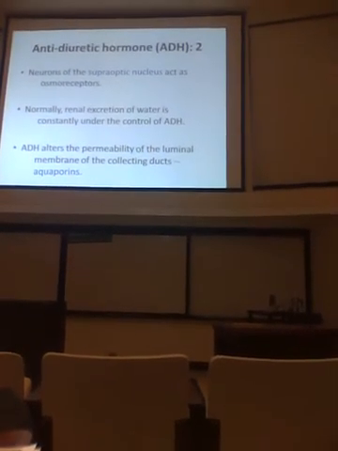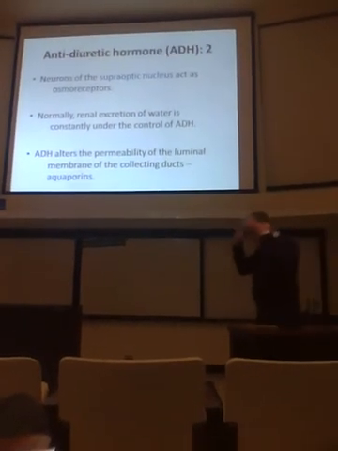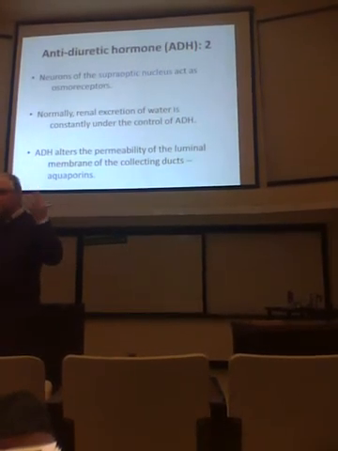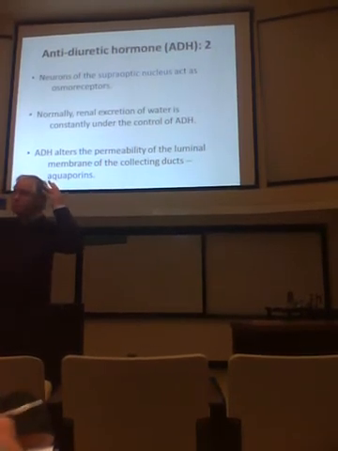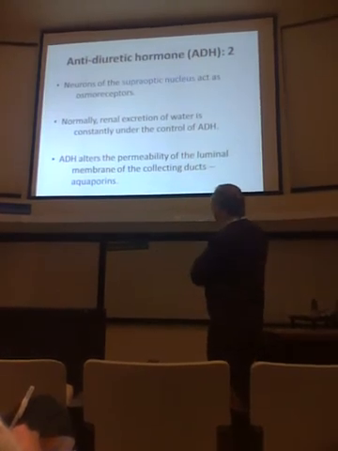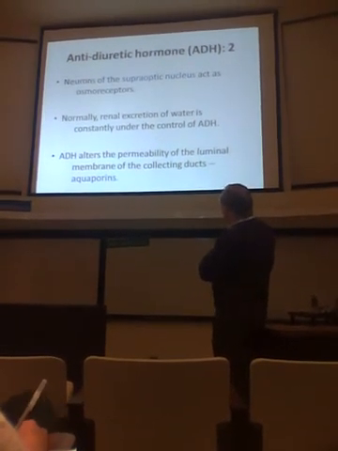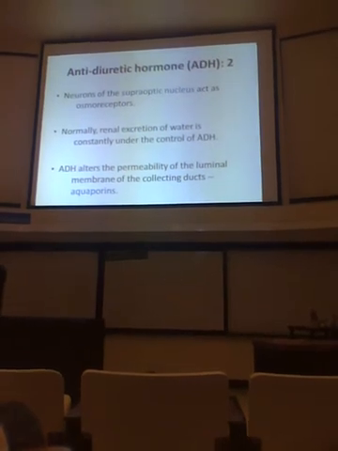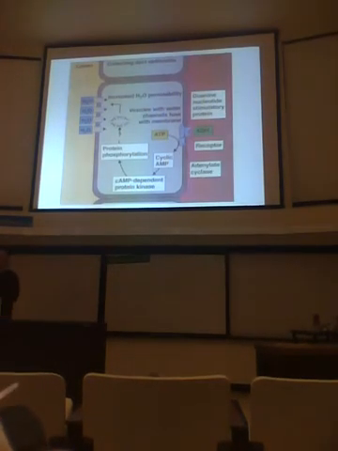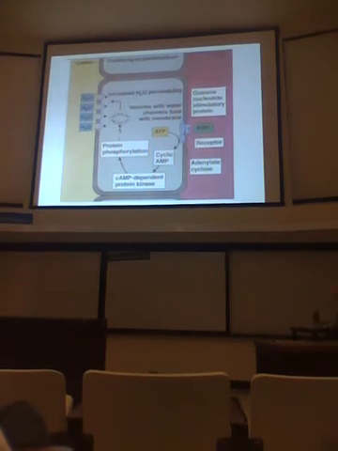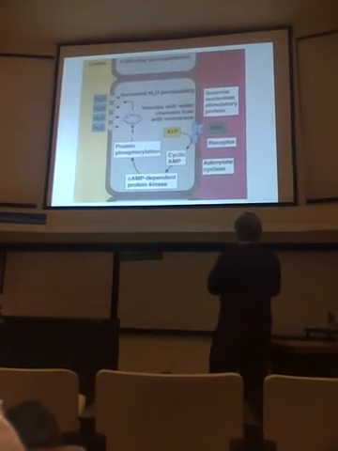So it's produced in neurons of the supraoptic nucleus, which act as osmoreceptors. So that's where your body determines whether you're dehydrated or not. Osmoreceptors in the hypothalamus. If you're dehydrated, you produce lots of ADH, so you don't pee. Normally, the renal excretion of water is constantly under the control of ADH, and as we know, it alters the permeability of the luminal membrane of the collecting ducts by putting into the membrane pores that water can move through. And they're called aquaporins. For once in your life, the name tells you exactly what it does. Aquaporins, water pores. And so here is what's going on.